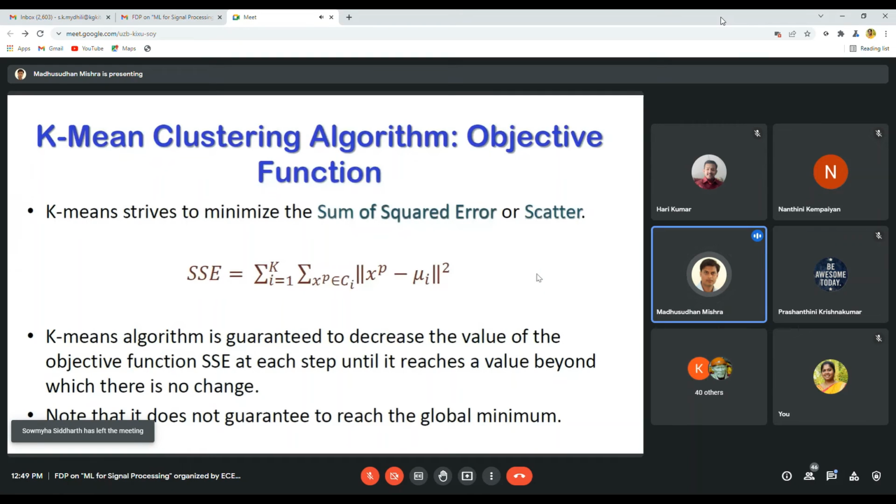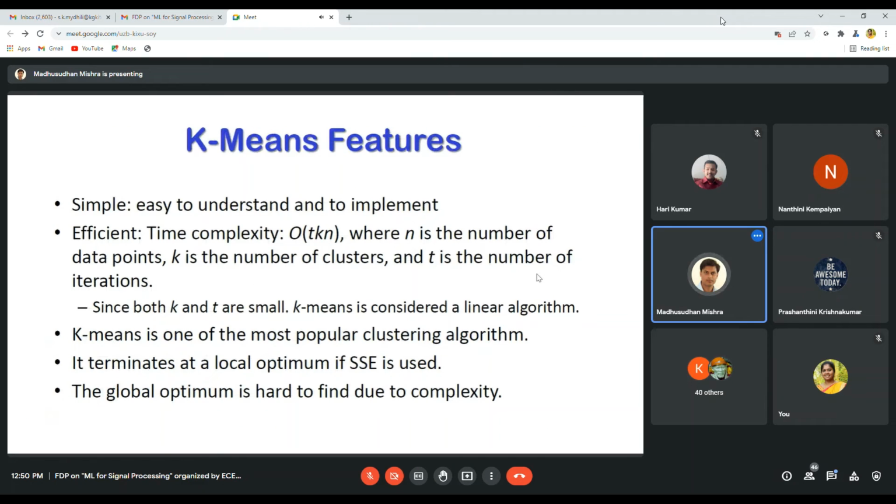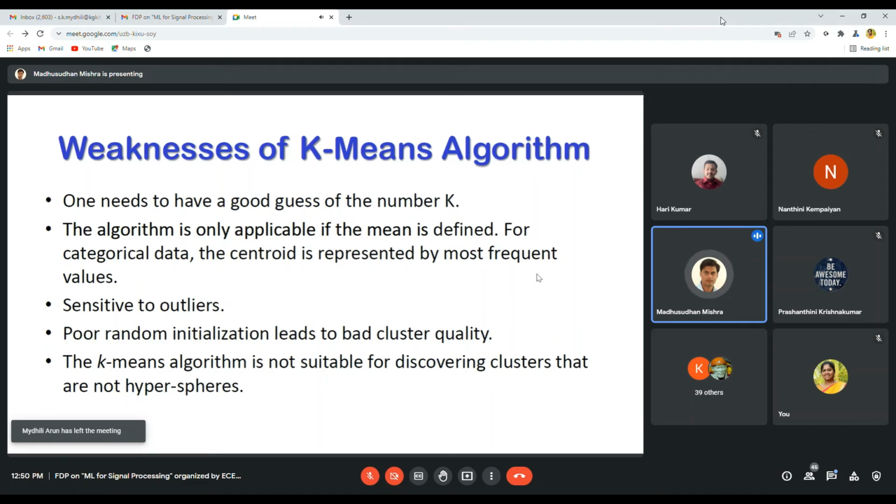Mainly, the objective function of the k-means clustering algorithm strives to minimize the sum of squared error distance, or scatter. It guarantees that clusters are formed, but it doesn't guarantee reaching the global minimum. The features of k-means are that it is very easy to understand and implement, and it's not very complex. It's a linear algorithm.